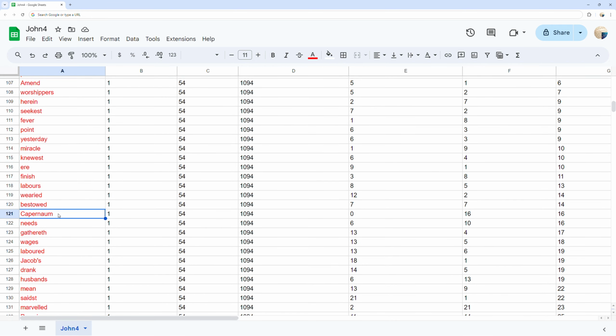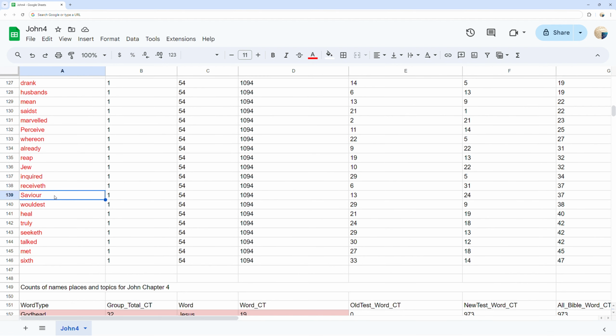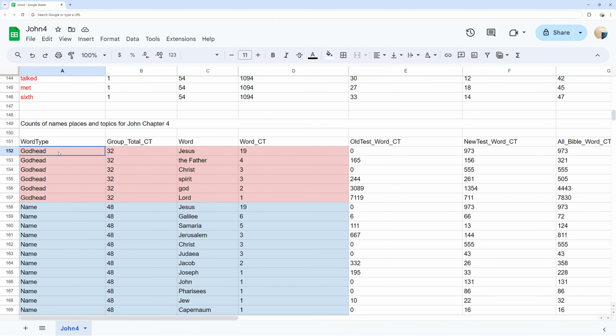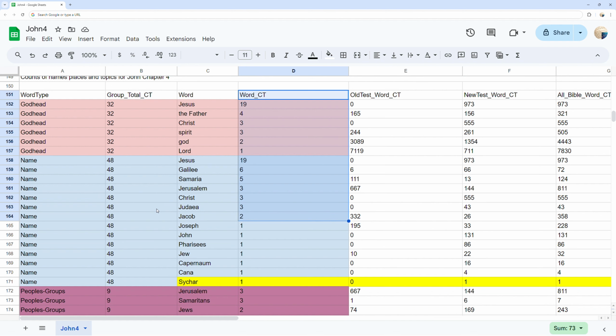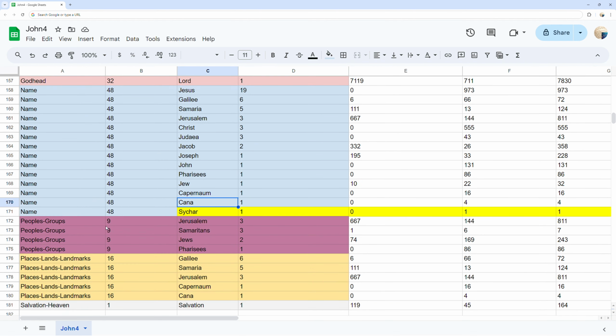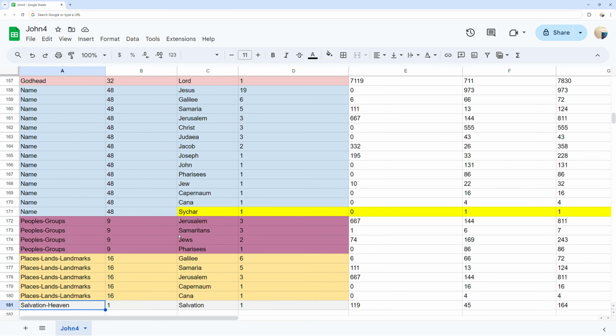Counts of names, places, and topics. You can see different topics, names, and places, as well as their word counts in John chapter 4. You can see 5 places, lands, and landmarks listed at the bottom in orange. You can see 4 rows in purple for topic of peoples groups and 1 row for salvation. You can see 1 row highlighted in yellow having 1 usage in the whole Bible.